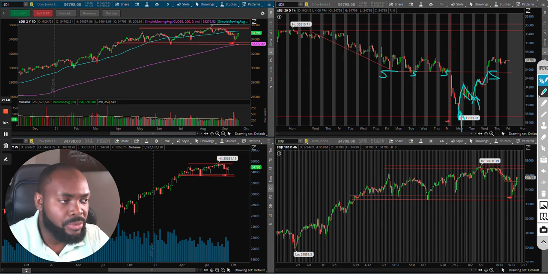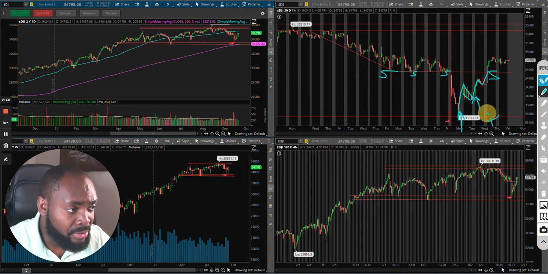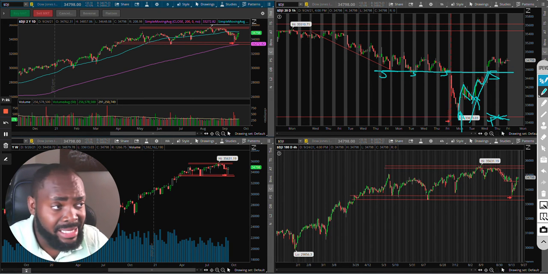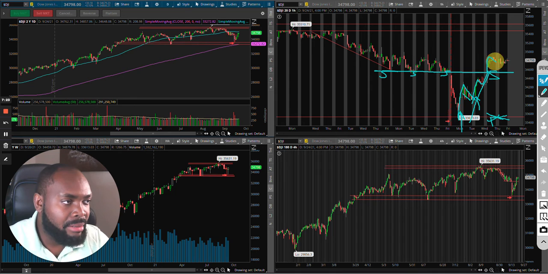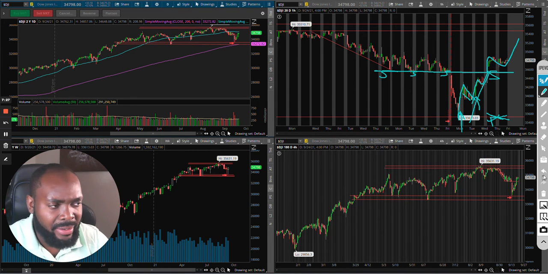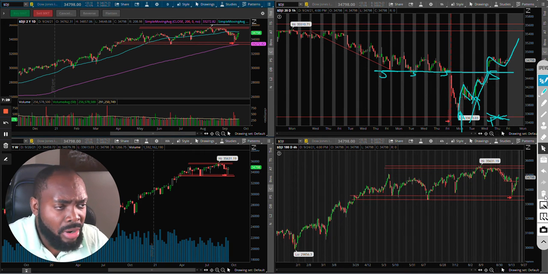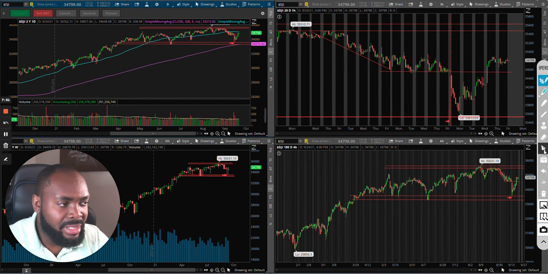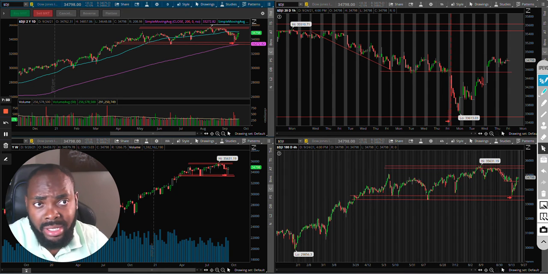The trade was from this 33,000 level all the way back to this ideal level where we broke down, because there was no guarantee that we would break back above this level and be sitting up here right where we are right now. All right, so that's the overall big picture. That's how I'm looking at the Dow Jones. So let's keep it moving.